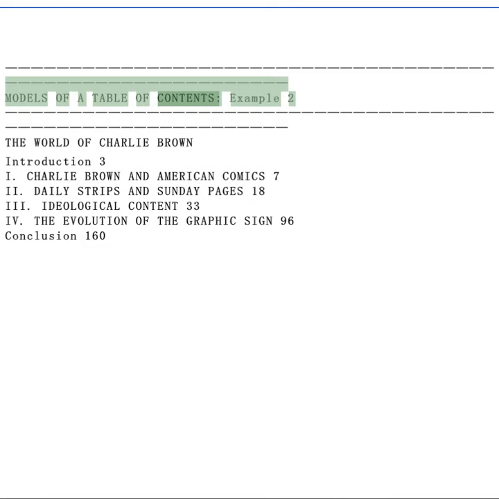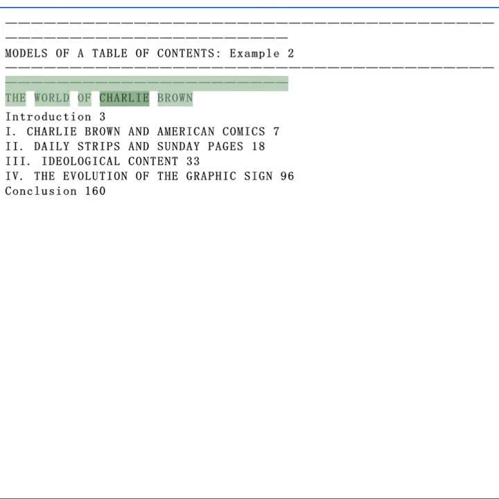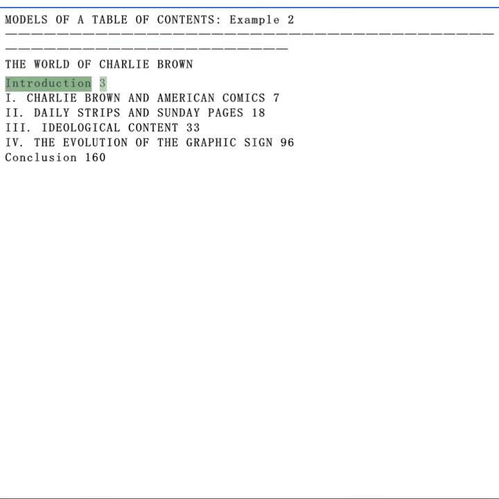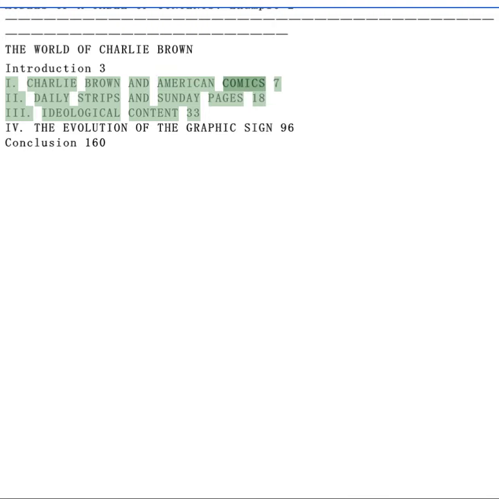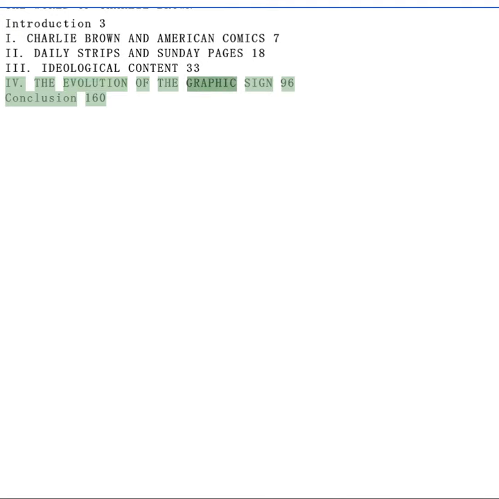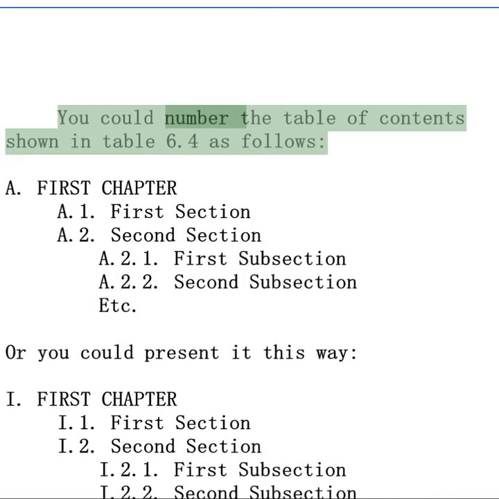Models of a table of contents, example 2. The World of Charlie Brown. Introduction 3. Charlie Brown and American Comics 7-2. Daily Strips and Sunday Pages 18-3. Ideological Content 33. 4. The Evolution of the Graphic Sign 96. Conclusion 160. You could number the table of contents shown in Table 6.4 as follows.